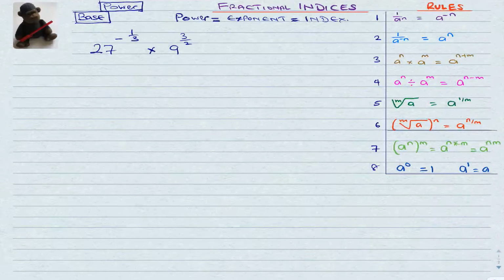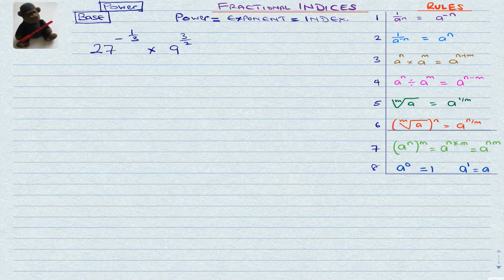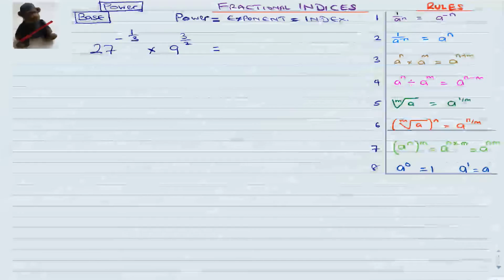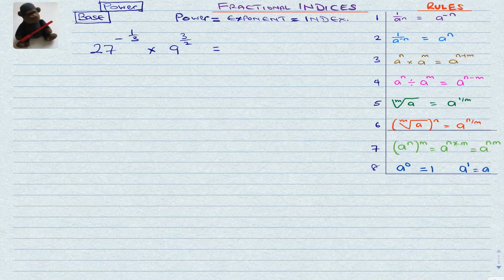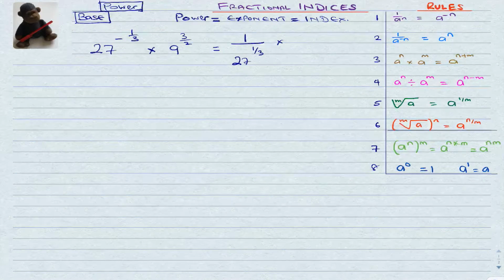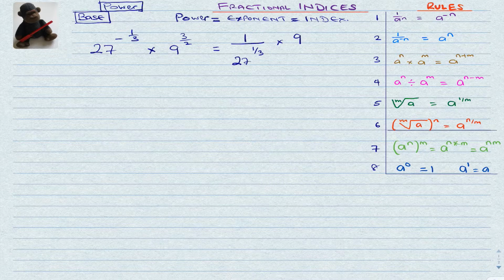Now, that's an easy question to do, but it looks complicated, but it's not. First thing to do here is to get rid of the negative power. Turn that negative power into positive power. So for 27, it's going to be 1 over 27 to the power of 1/3. So I've got rid of the negative power. And I'm timesing that by 9 to the power 3 over 2.